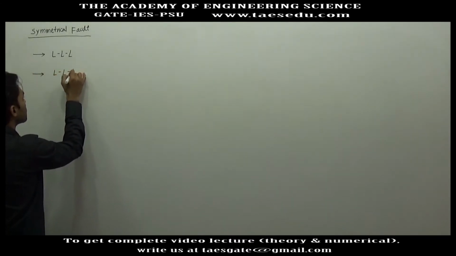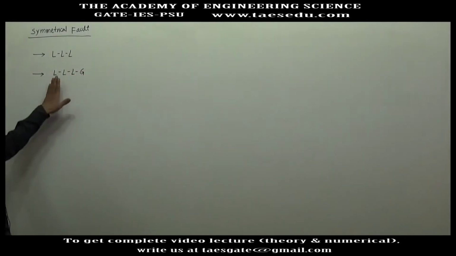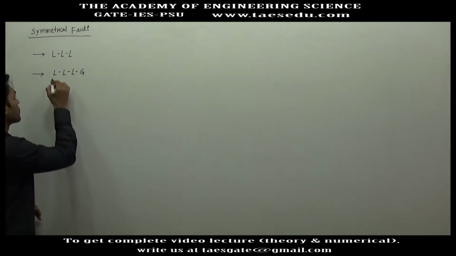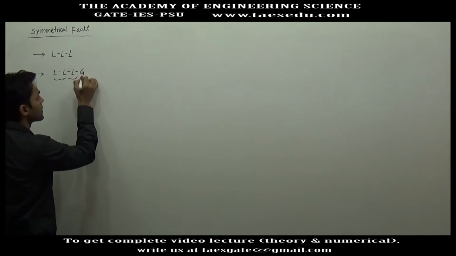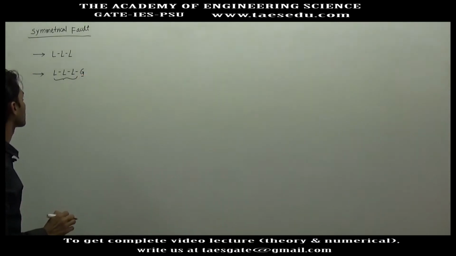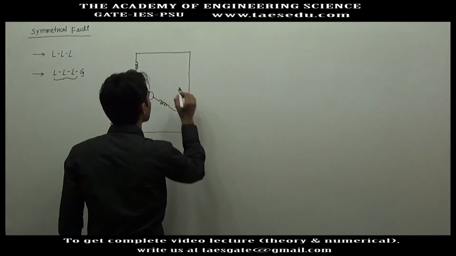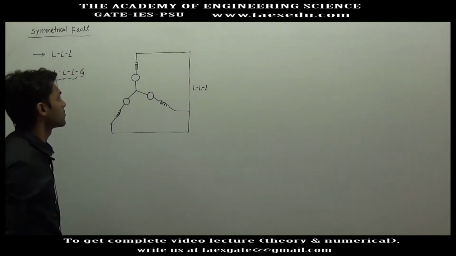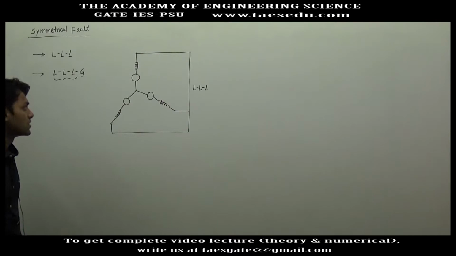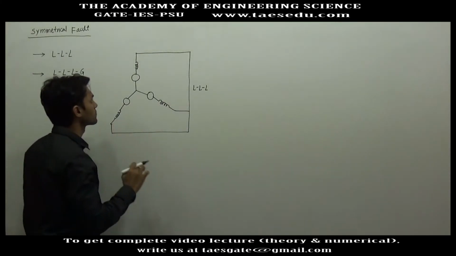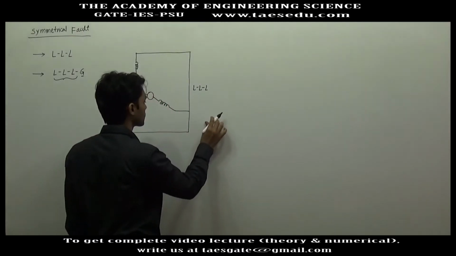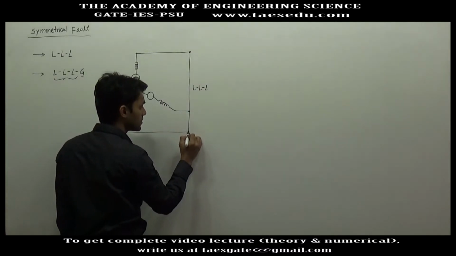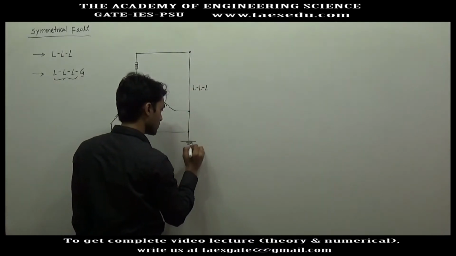And in the triple LG fault, all the three lines are connected, but apart from their connection, they also get connected to ground. This is the case of line fault. The terminals of the generator get connected to each other, and if all these are connected to each other, and if it is also connected to ground, this will be the case of LLG ground.